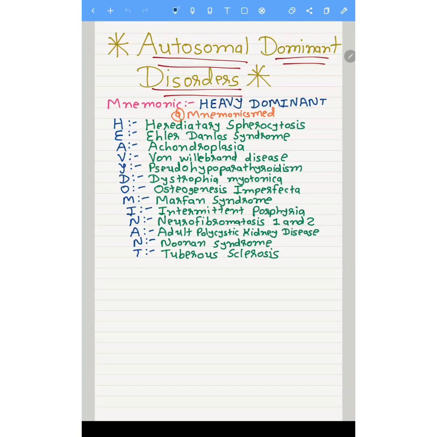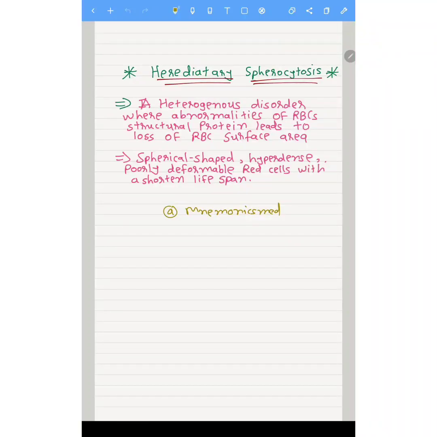We will learn autosomal dominant disorder examples. The mnemonic is HEAVY DOMINANT. H for hereditary spherocytosis, E for Ehlers-Danlos syndrome, A for achondroplasia, V for von Willebrand disease, Y for pseudohypoparathyroidism, D for dystrophia myotonica, O for osteogenesis imperfecta, M for Marfan syndrome, I for intermittent porphyria, N for neurofibromatosis 1 and 2, A for adult polycystic kidney disease, N for Noonan syndrome, and T for tuberous sclerosis. So we have to remember HEAVY DOMINANT. We can memorize easily by this mnemonic.